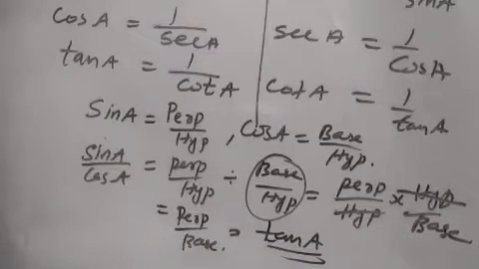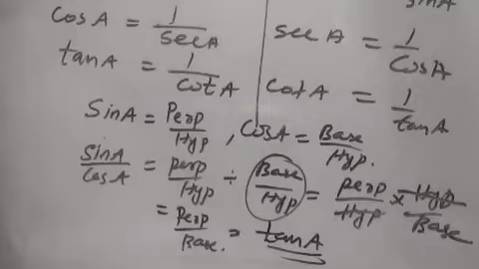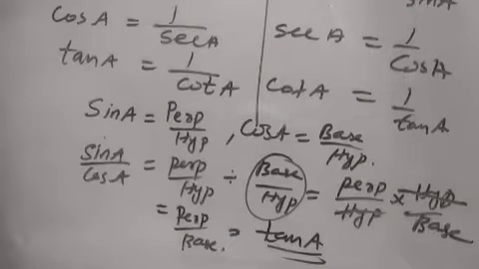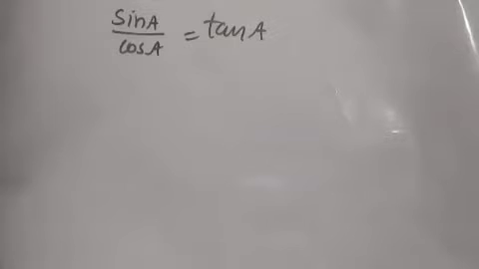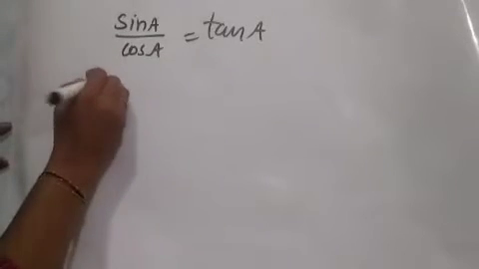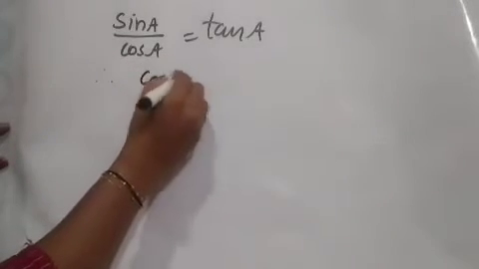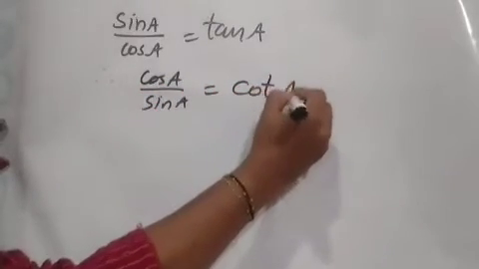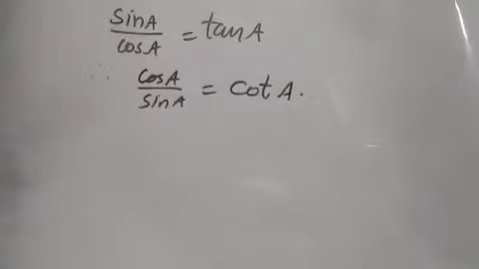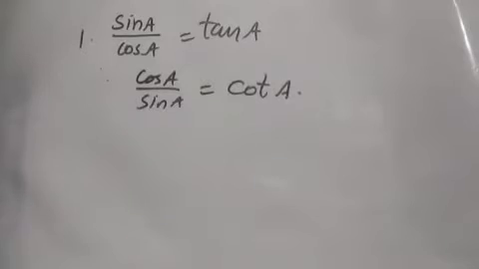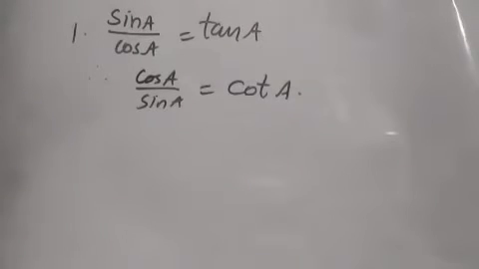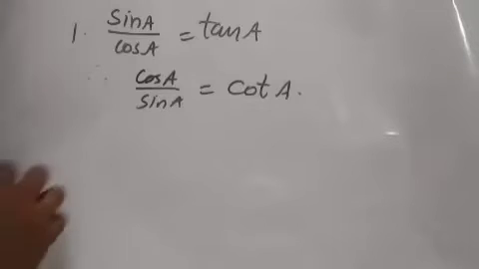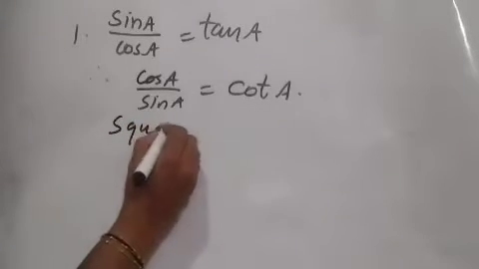Okay. Therefore, the quotient relation sin A by cos A gives tan A. Therefore, we can write the quotient cos A by sin A gives reciprocal of tan A. What is that? Cot A. These are the quotient relations. Learn these two also. First one, tan A gives sin A by cos A. And cos A by sin A is cot A. It's very important. Now let us learn square relations.